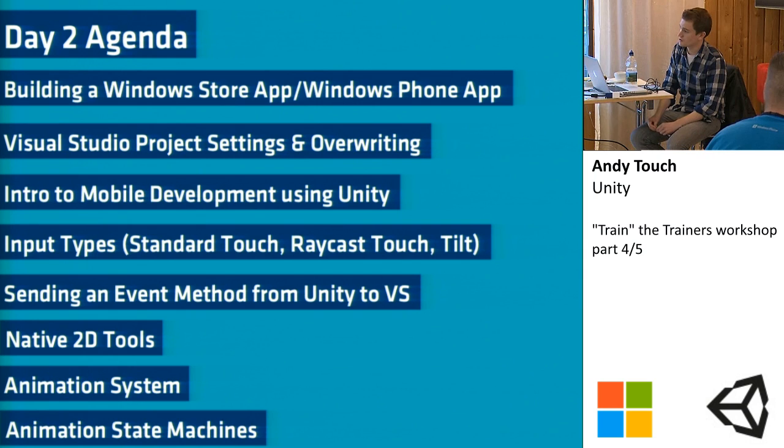Then, if we go on to sending an event method from Unity Visual Studio, so what we'll do is we'll create a static class in Unity with an event listener or event handler. Then, when a particular event happens in our game, we'll then on the Visual Studio end of things, basically edit the C# and make the phone vibrate when we do something in the game.